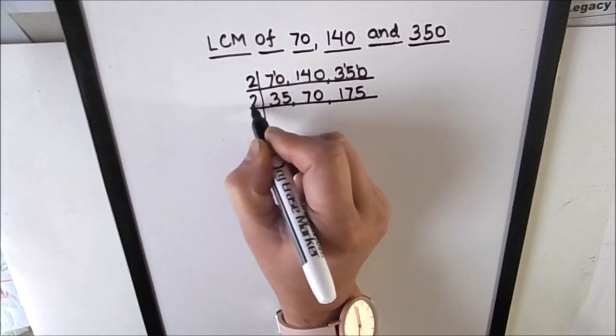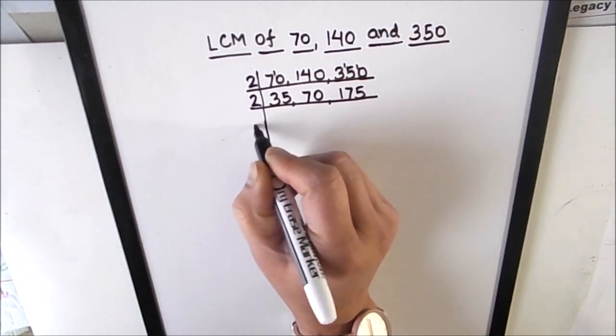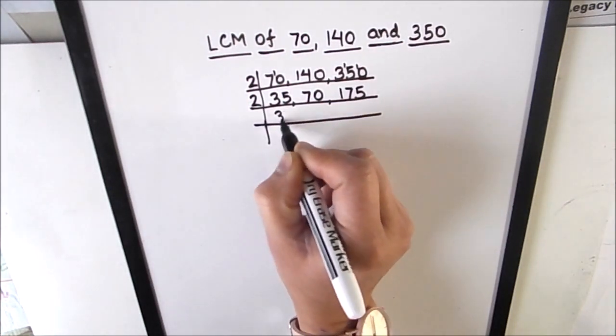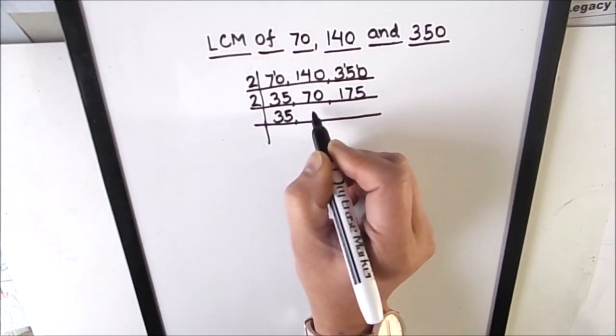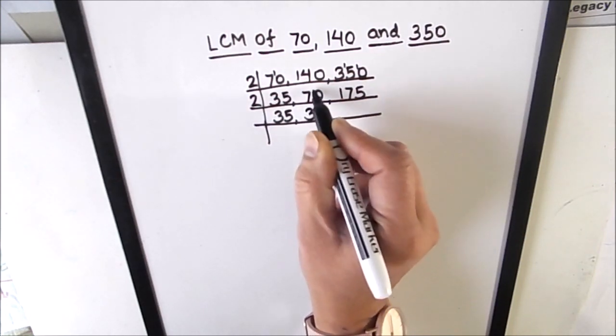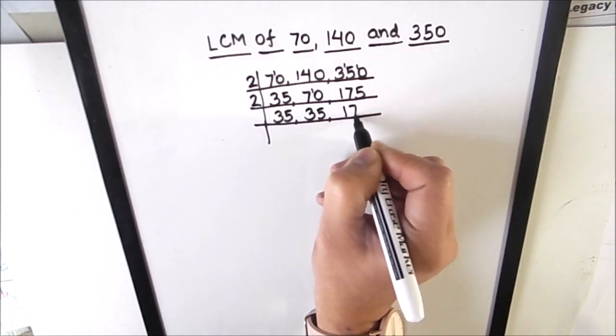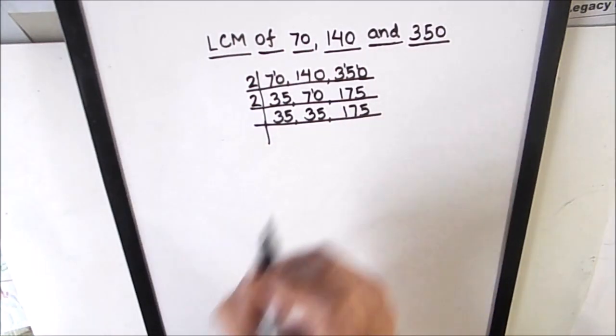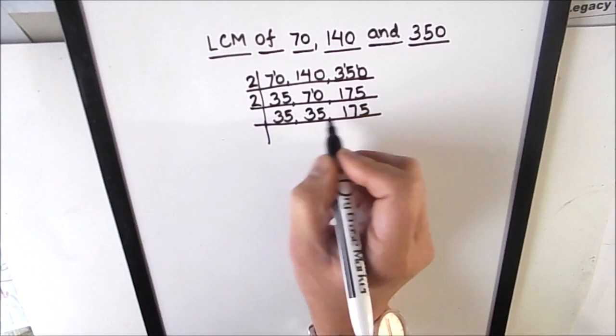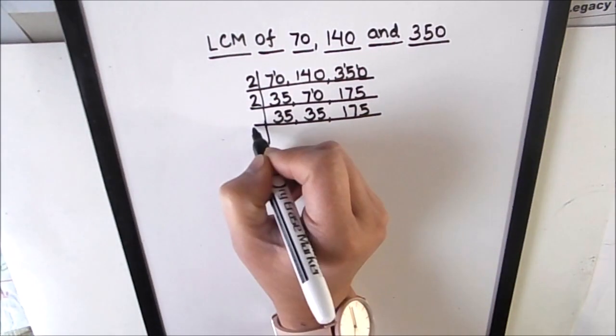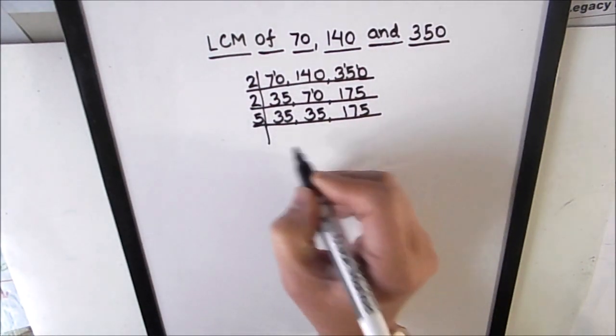Again we can use 2 to divide number 70. 35 and 175 are odd numbers. We'll write it as is. 2 times 3 is 6, 1 is remainder, this becomes 10, 2 times 5 is 10. And 175 will be 175. Next prime number is 3, but all the three numbers are not divisible by 3, so we'll use 5 to divide the three numbers.